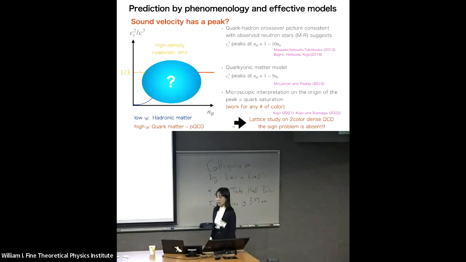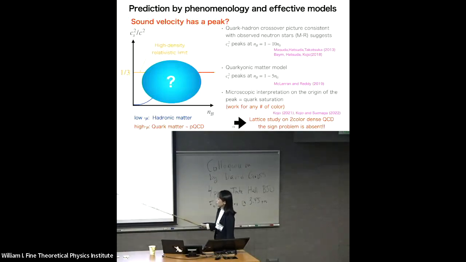Actually, several phenomenological predictions have been proposed from observed data or effective model analysis. The sound velocity has a peak in the middle range of the density region. I think the first proposal was given by Masuda-san, Hatsuda-san, and Takatsuka-san 10 years ago. They proposed the quark-hadron crossover picture, which is consistent with the observed neutron star MR relation. This scenario suggests the square of the sound velocity has a peak in the middle range of density. And recently, McLerran and Reddy also investigated the quarkyonic matter model. This is an effective model of finite density QCD, and they again found the sound velocity has a peak.